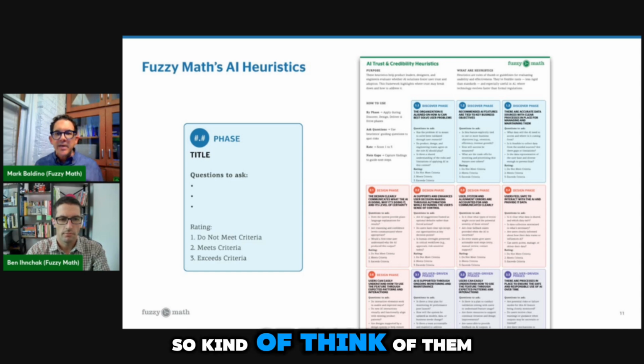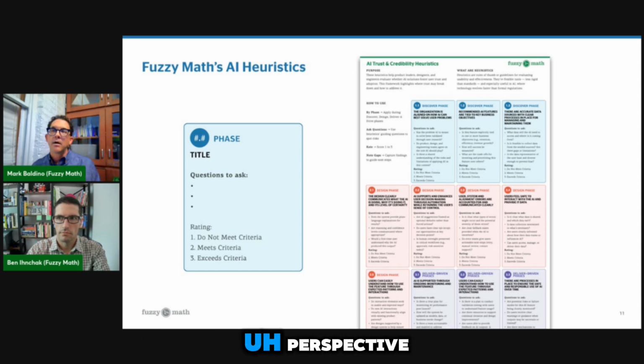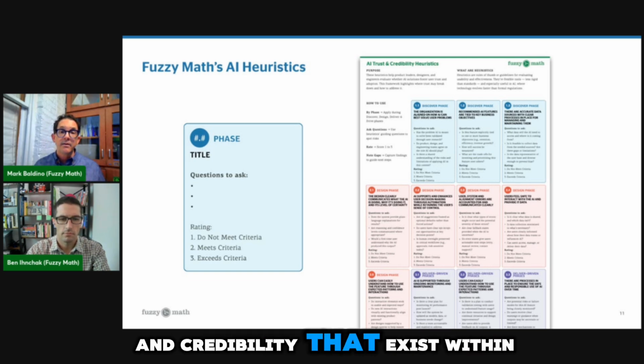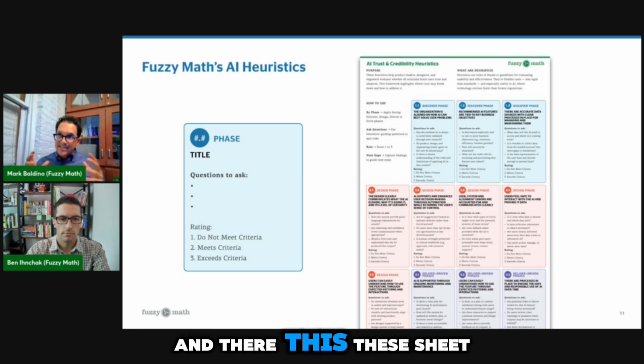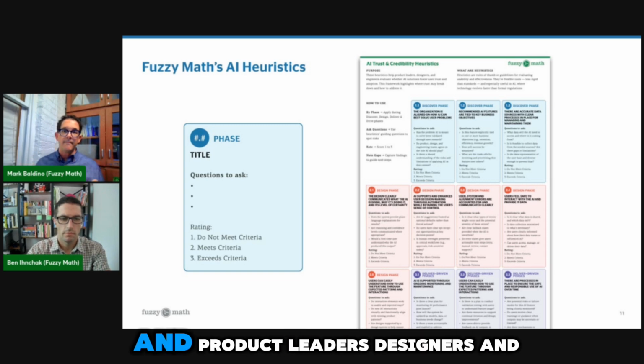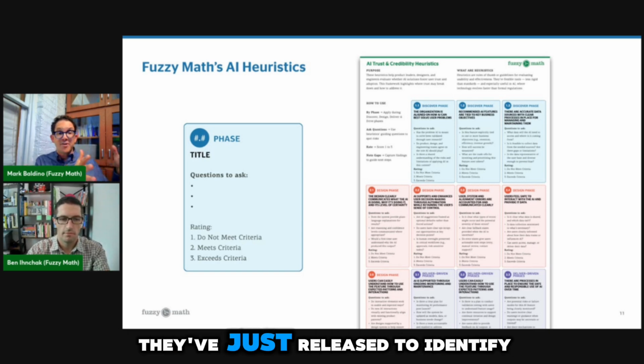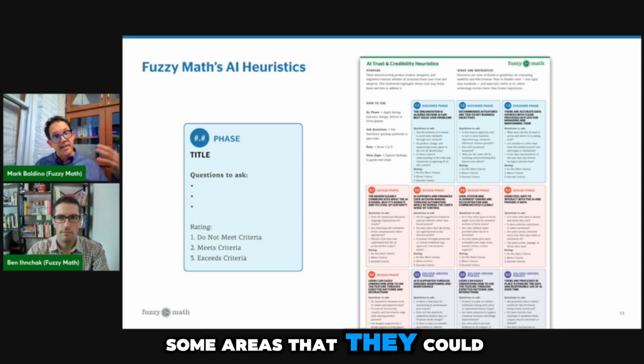So think of them, and maybe people have used them from a usability perspective. We wanted to build some just around trust and credibility that exists within AI. And this set of heuristics is really to help product leaders, designers, and engineers evaluate maybe something they've just released to identify some areas that they could improve.